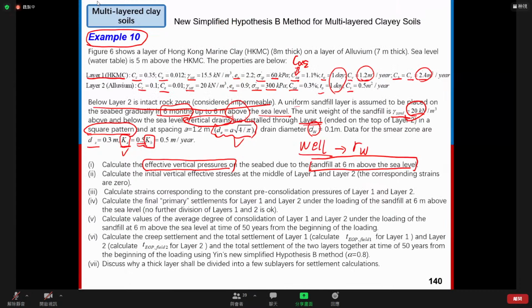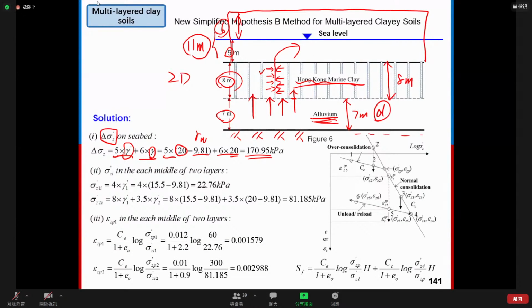And for the second sub-question, to calculate the initial vertical effective stress at the middle of layer 1 and layer 2, the corresponding strains are 0. We assume the corresponding strain at the initial point is equal to 0. Again, we just choose the middle point of each layer, the stress state at the middle point, to represent the average stress of this soil layer, okay?